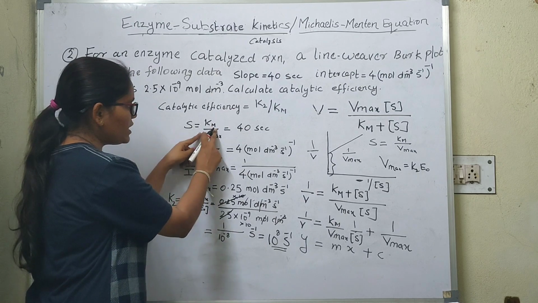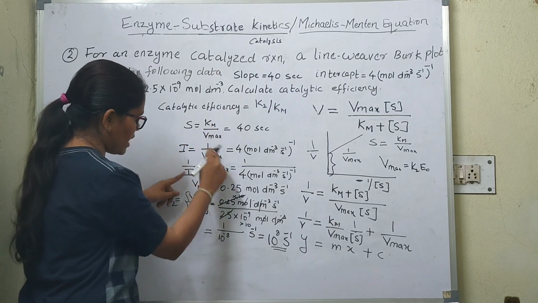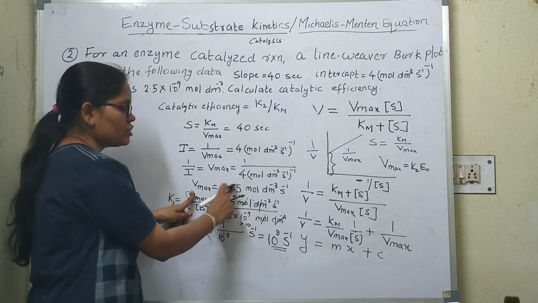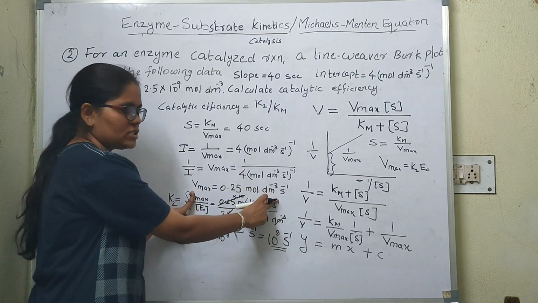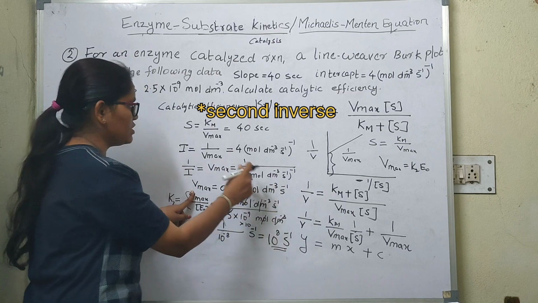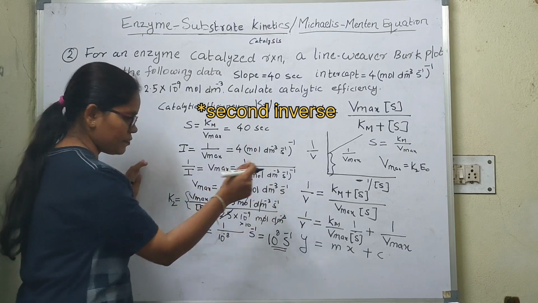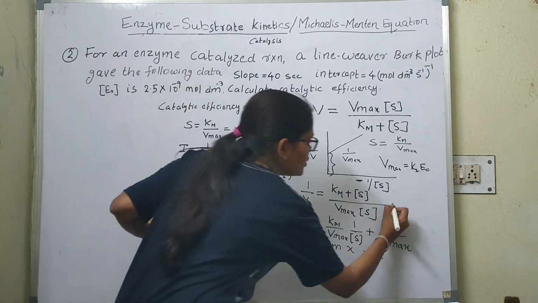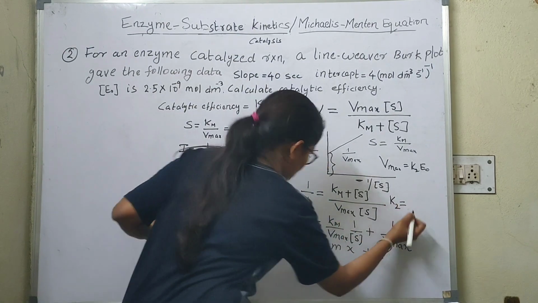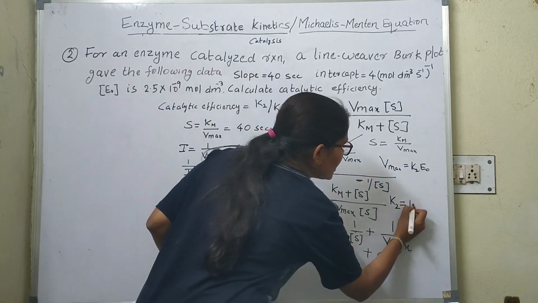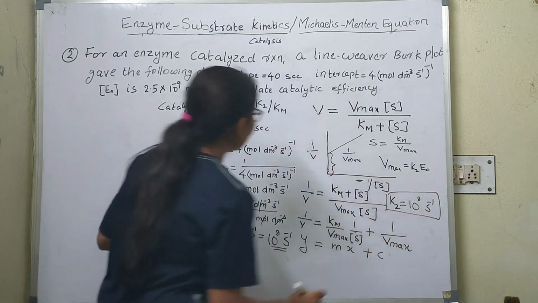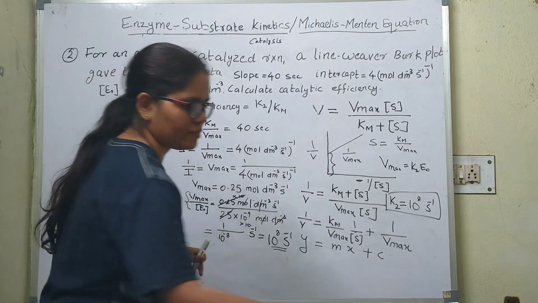To find Km, we need to have Vmax, and we already have Vmax as 0.25 mole decimeter per decimeter cube per second inverse. I will note down the value of K2 here, which is 10 power 8 second inverse. Now we have to get the value of Km.